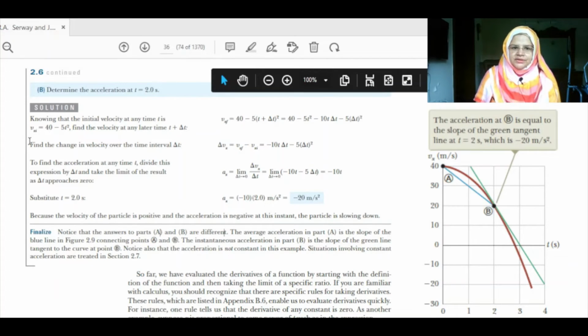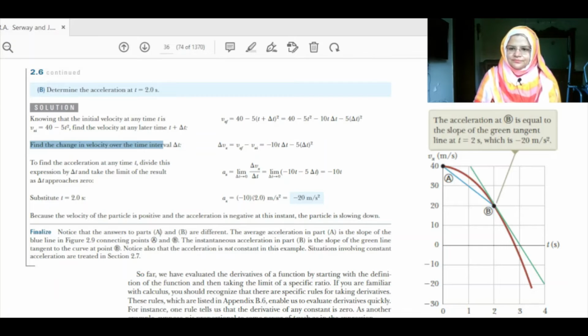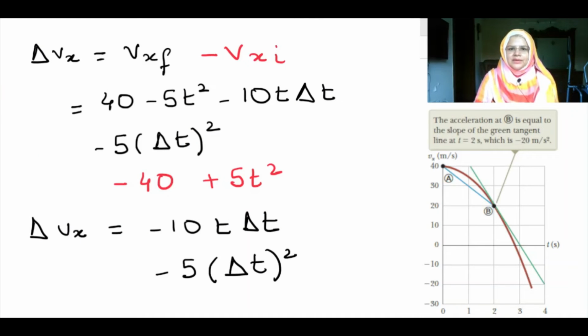Find the change in velocity over the time interval delta t. Delta Vx is equal to Vxf minus Vxi, which is equal to 40 minus 5t square minus 10t delta t minus 5 bracket delta t square minus 40 plus 5t square. The value of 40 and 5t square cancels. Therefore, delta Vx is equal to minus 10t delta t minus 5 bracket delta t square.